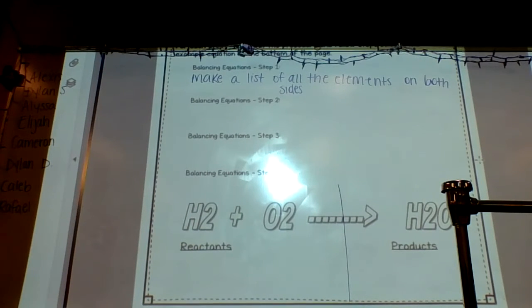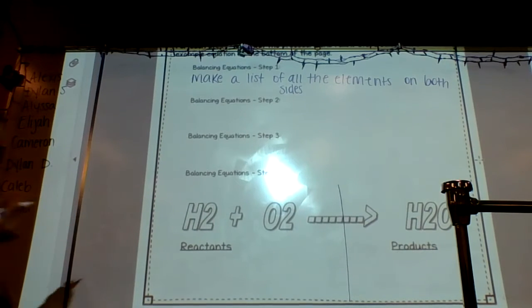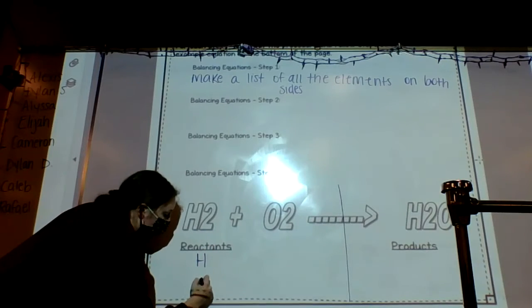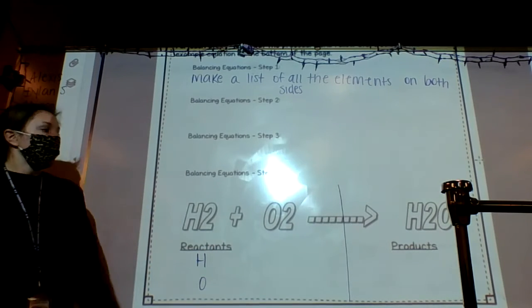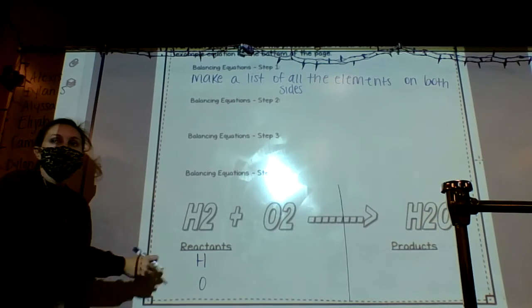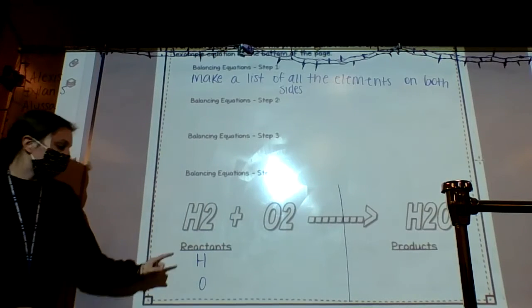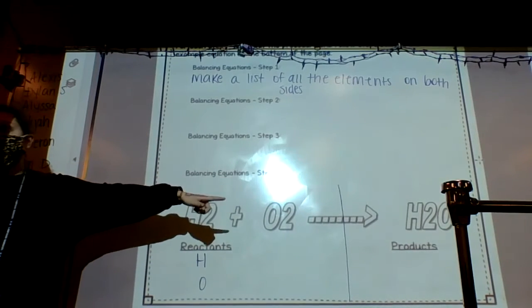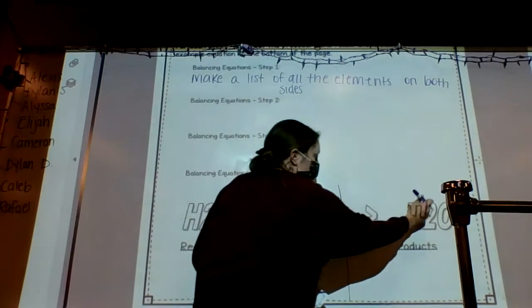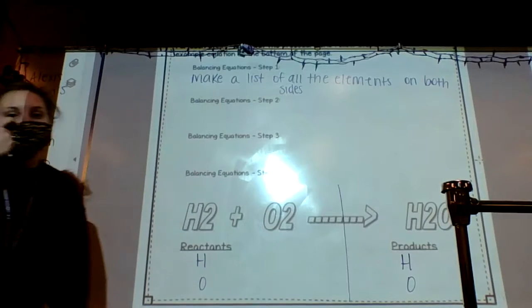So, what elements do we have for the reactants? Hydrogen and oxygen. So, I'm just going to make a list: H and O. And it should be the same on my products because of the whole conservation of matter thing. If I have hydrogen and oxygen on my reactants, I'm not going to randomly get a magnesium on my products. So my list that I make should be identical on both sides. So here's my list on my product side, H and O.